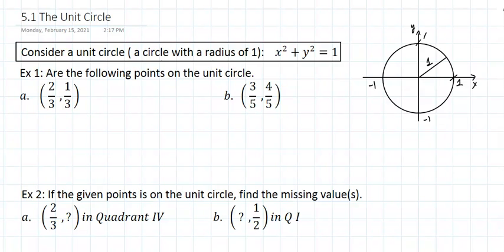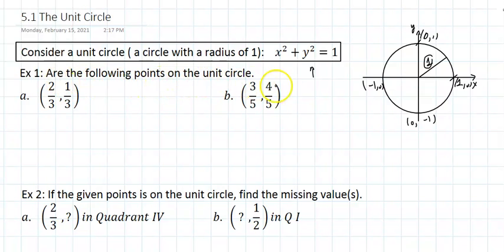5.1 talks about the unit circle. Consider a unit circle. What's a unit circle? It's a circle with a radius of 1. x squared plus y squared equals 1. So the points are really (1, 0), (-1, 0), (0, 1), and (0, -1). And the radius is 1 at any given point.